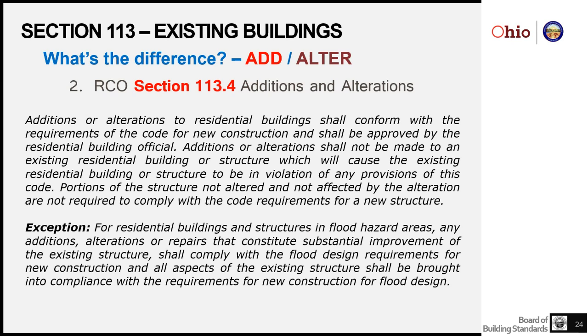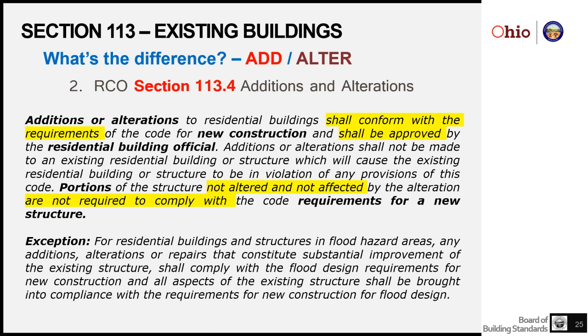But in this one, any alterations or additions shall conform with the requirements for new construction, and they shall be approved by the residential building official. So if you're doing additions and alterations, you have to make application for approval. All the construction associated with the addition and all the construction associated with the alteration must comply with requirements for new construction. The residential building official has the responsibility to verify that.